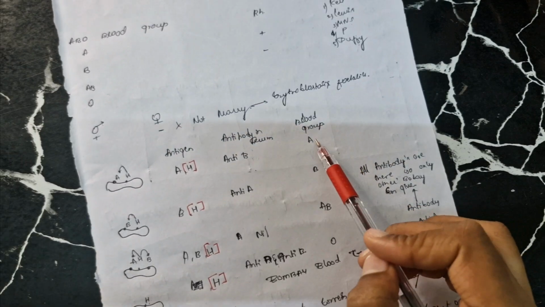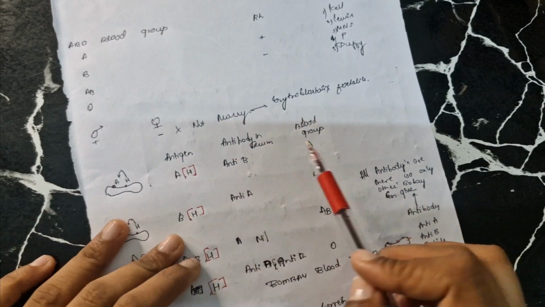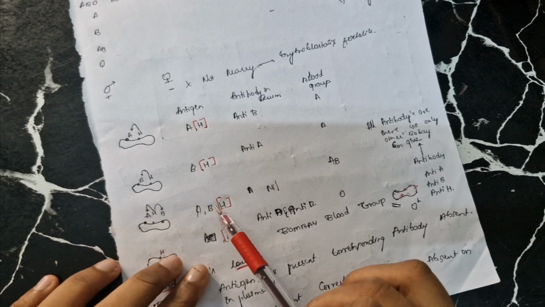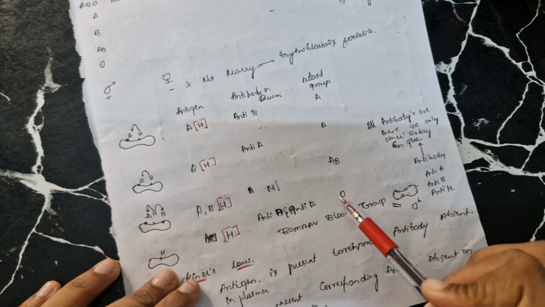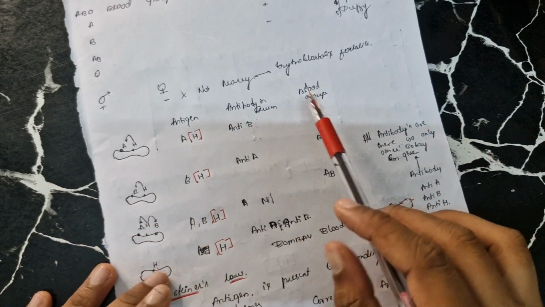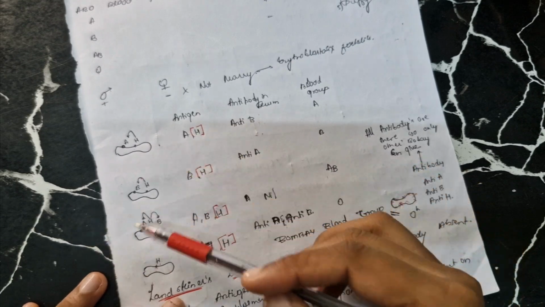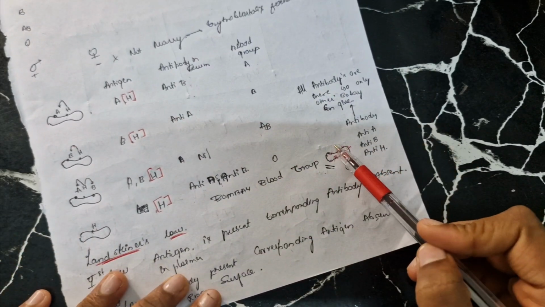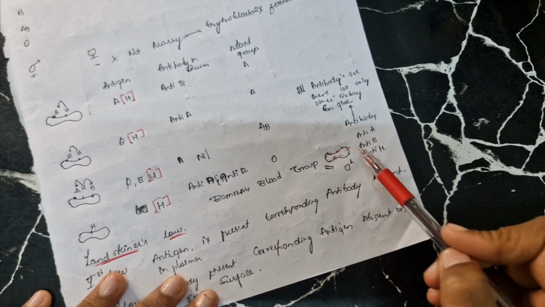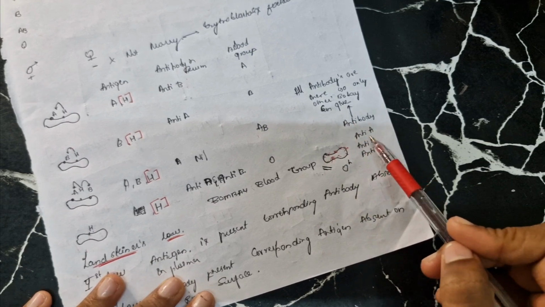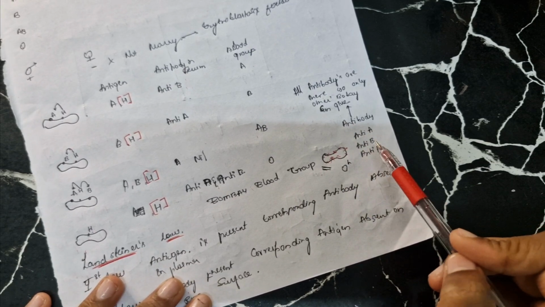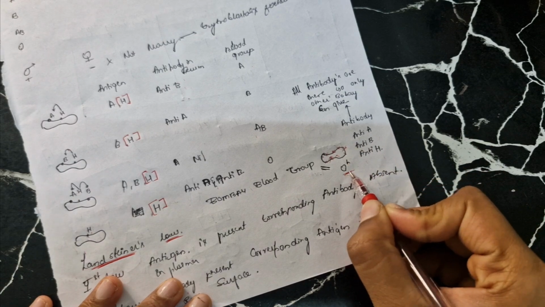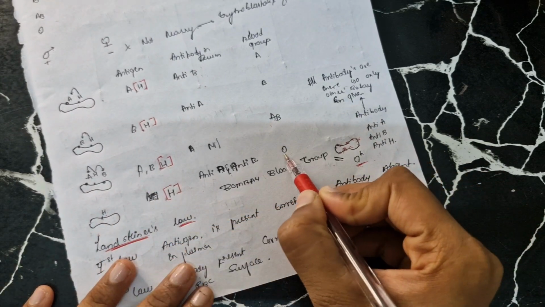If antigen A is there, it is the A blood group; if antigen B is there, the B blood group; if both antigens are there, the AB blood group; if no antigens are present, the O blood group. These are the antigens and antibodies, and this H will be present in A, B, AB, and O, but it will be absent in the Bombay blood group. So the Bombay blood group does not contain any antigen, so all the antibodies will be present in its plasma, that is anti-A, anti-B, anti-H. The Bombay blood group is represented as OH, whereas the O blood group is represented as O.